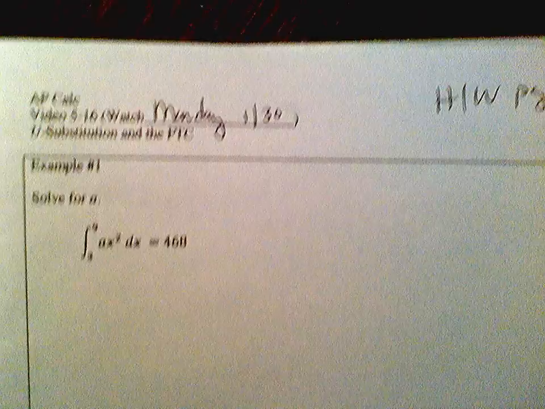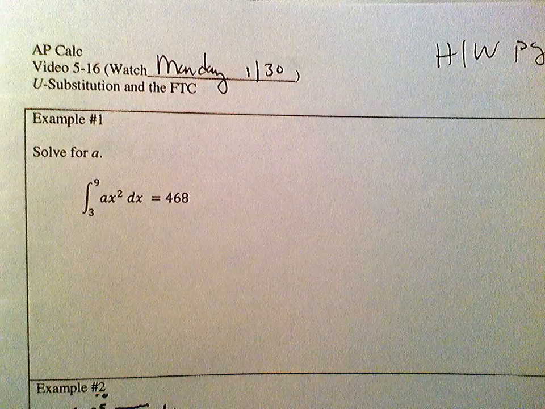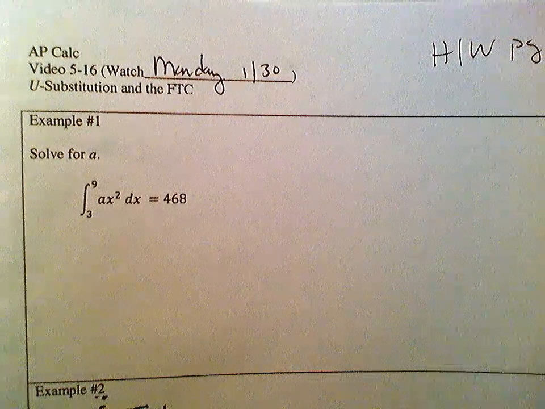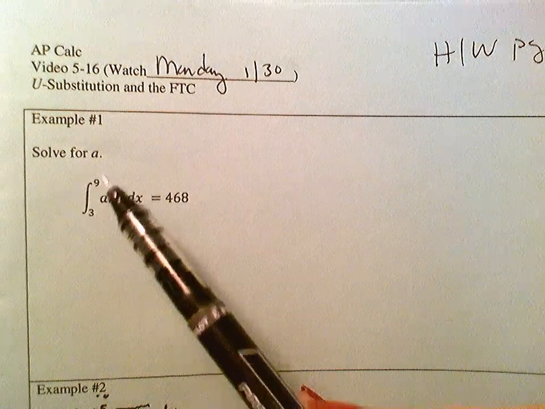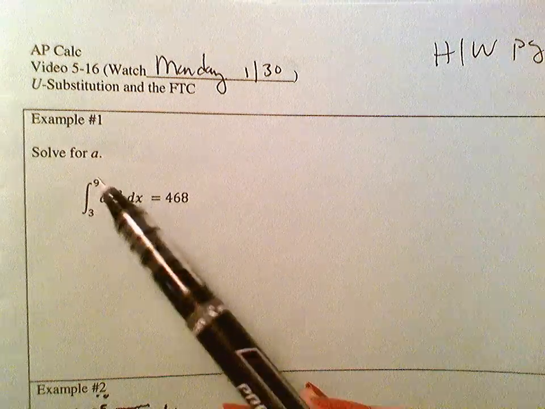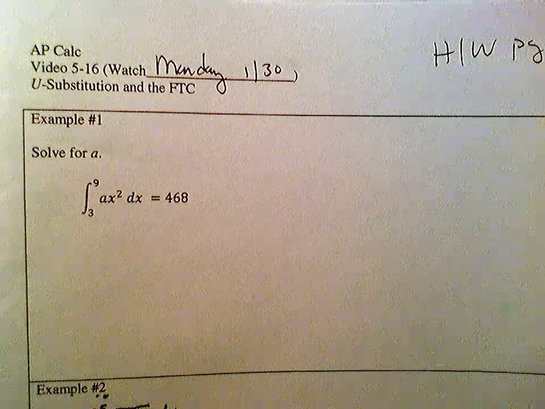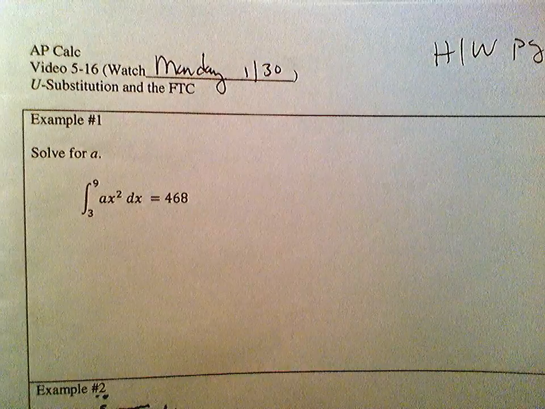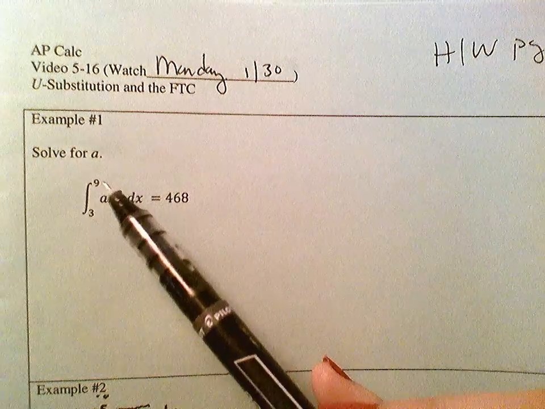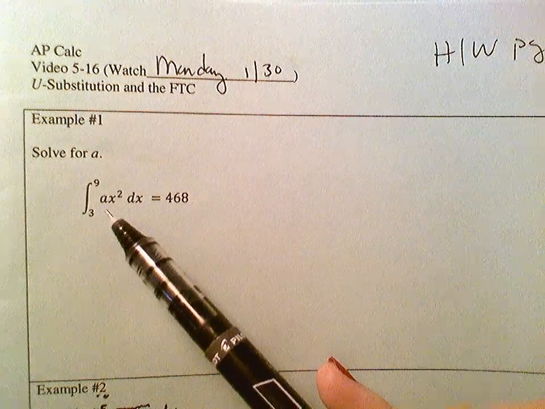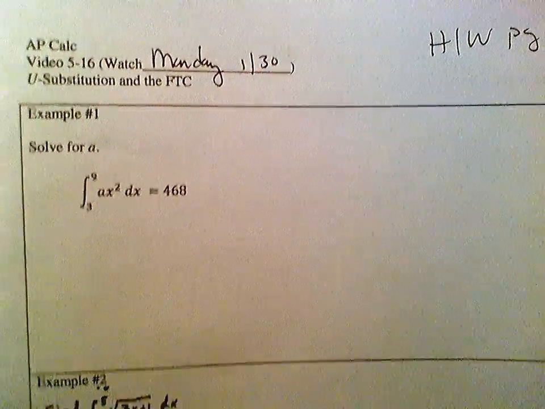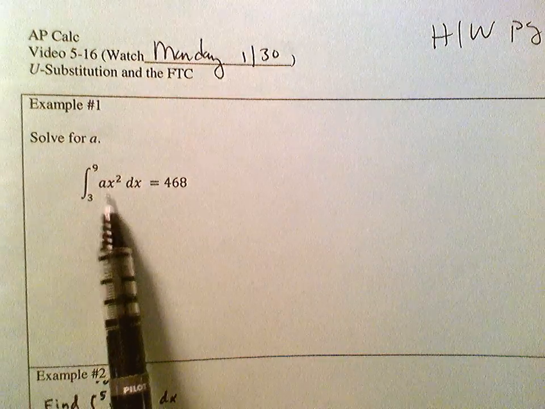So here's a neat type of problem. We're going to solve for A. A is some constant, and we're going to solve for it. If you have the upper and lower limits, if the integral sign is not empty, like I've been saying, it doesn't mean antiderivative. It means area under a curve. So we have that the area under the curve from 3 to 9 of a times x squared dx equals 468.